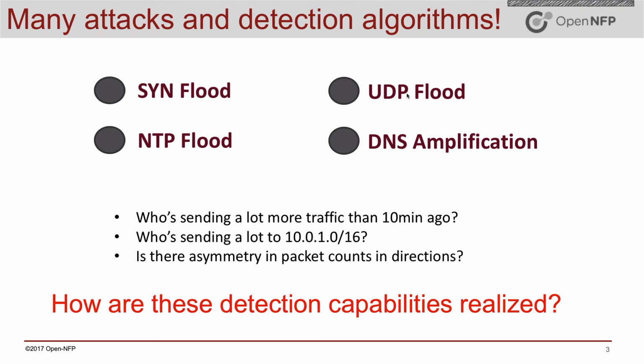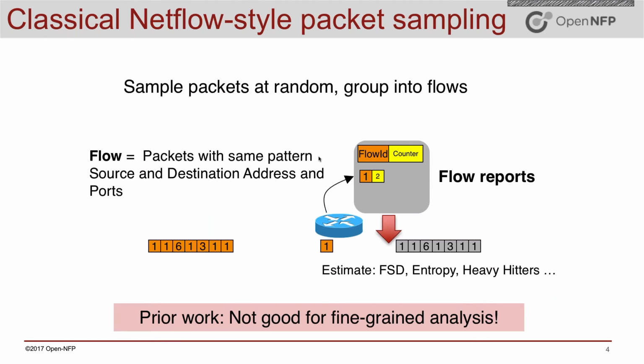So you can think of every kind of attack as having its own custom logic for detection, time series analysis, and different kinds of really sophisticated algorithms. One natural question is, how are these kinds of detection algorithms supported and realized in modern networks? The more traditional approach, and this is what a lot of companies do, is based on implementing these strategies on top of traditional Cisco Netflow-style sampling.